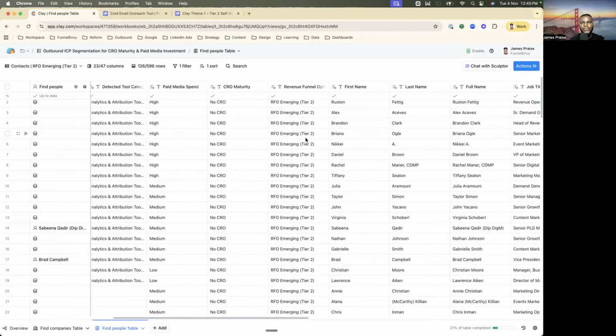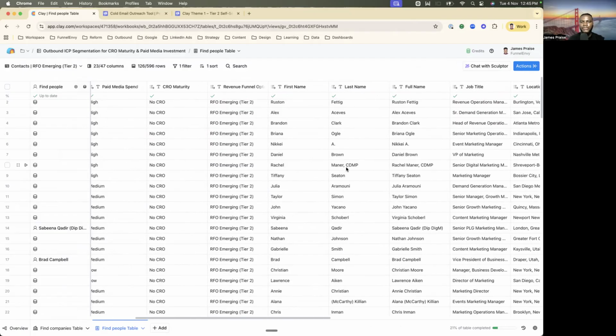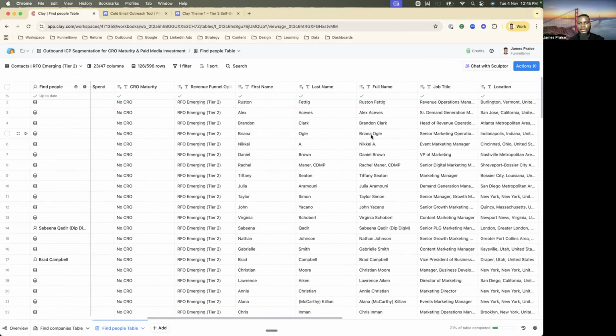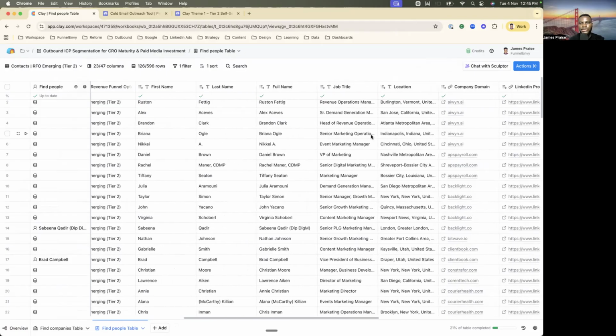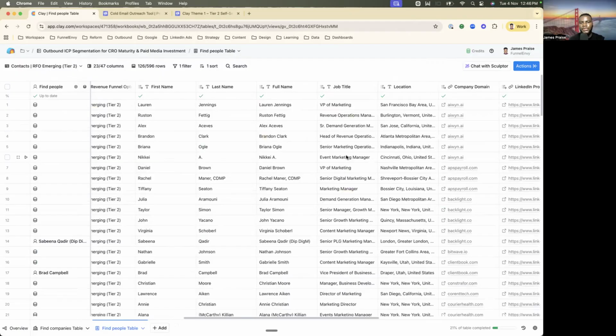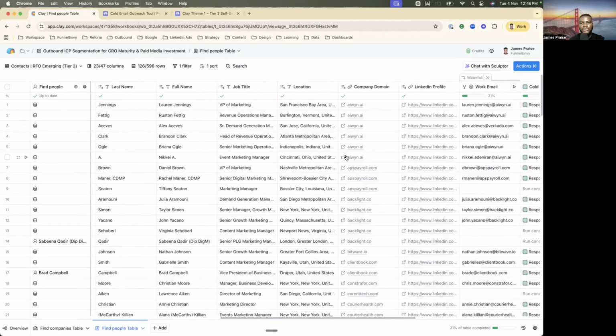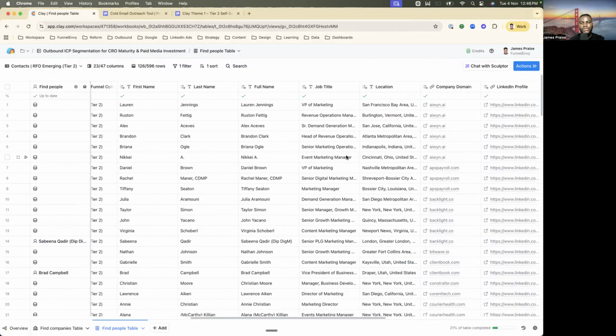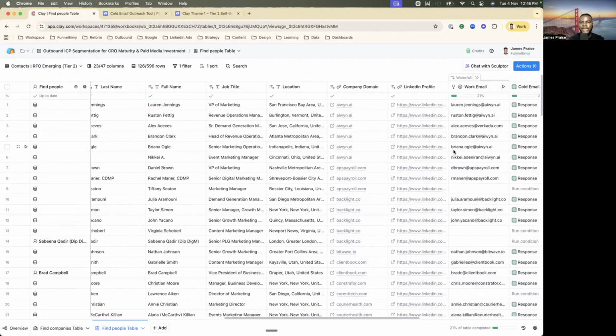So I also had to break down first name and last name, because if you're sending emails, you mostly only need first name for your so-called email personalization. The job titles as well, mainly heads of growth and VP of marketing, and people that really do demand gen and performance. And these are the locations, company domain, and then LinkedIn.